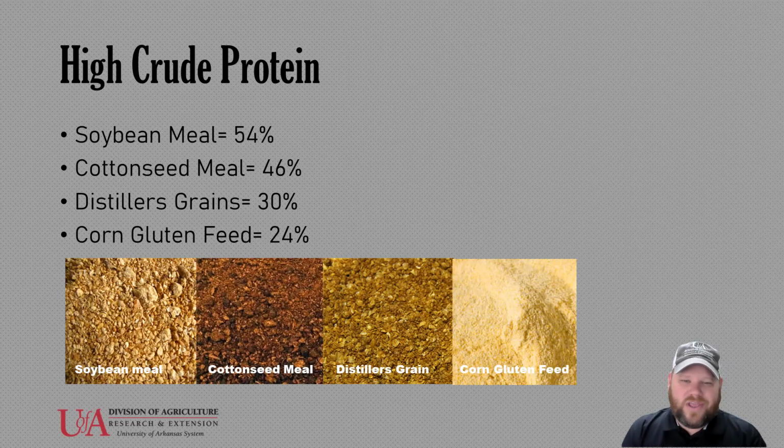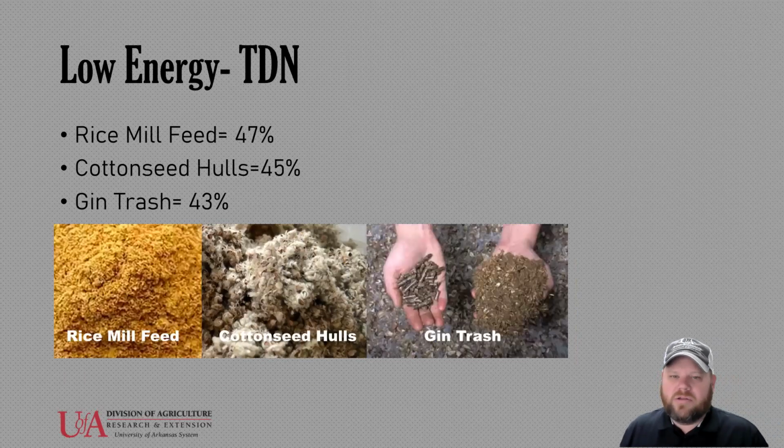And there's a great video done by another ag agent out there that I can refer you to that talks about cowpieopoly. But you can kind of see whether there's too much fiber in there or there's not enough fiber and it's too loose. So as you go through, you'll notice that and something that you may want to pay attention to. Our low energy TDN type products: rice meal feed, cottonseed hulls, and gin trash.